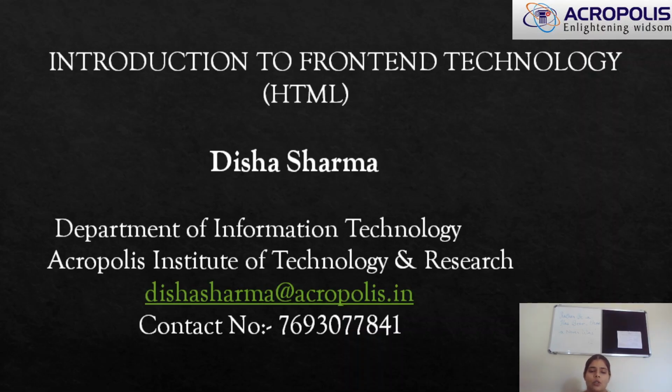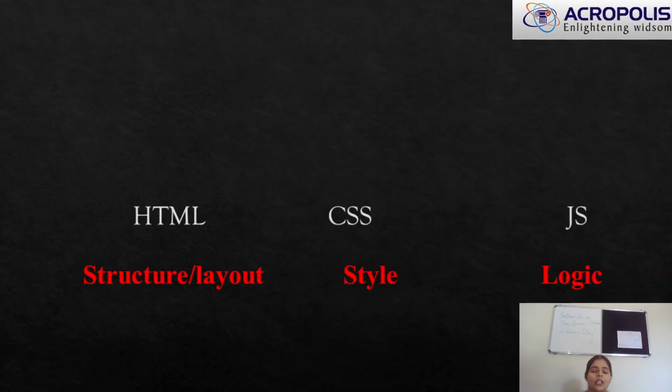Today our topic is Introduction to Front-End Technology, HTML. For creating any web page, we use front-end as well as back-end. In front-end, we mainly use HTML, CSS and JS. For structuring and layouting our web page, we use HTML. For styling, we use CSS. And for handling our logical part, like validation, we use JS. HTML is Hypertext Markup Language, CSS is Cascading Style Sheet, JS is JavaScript.